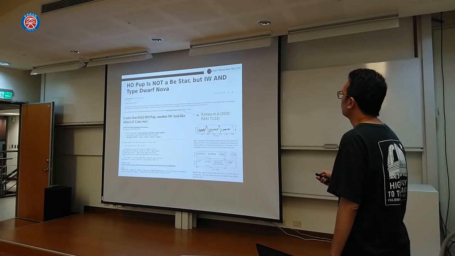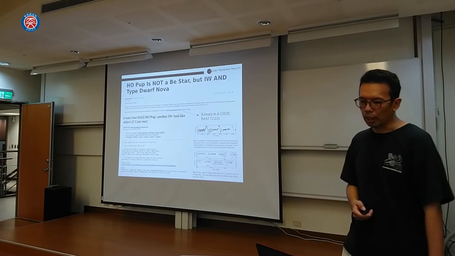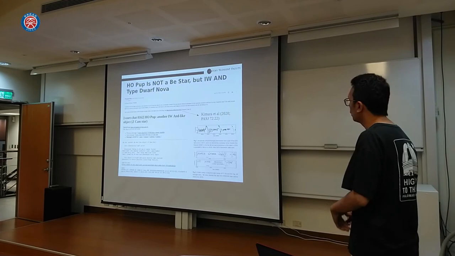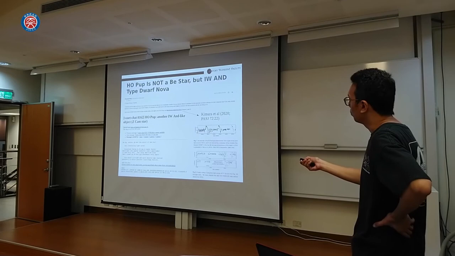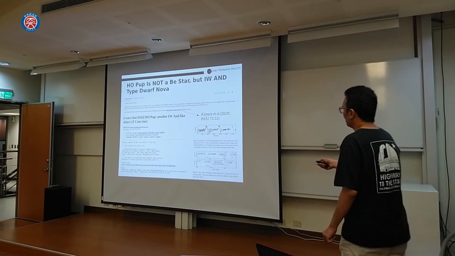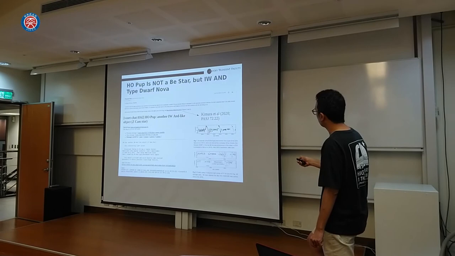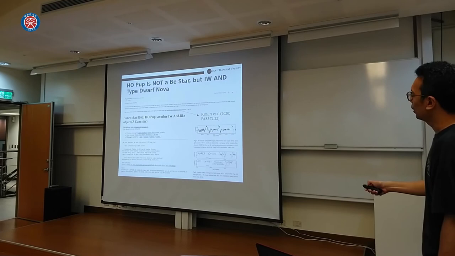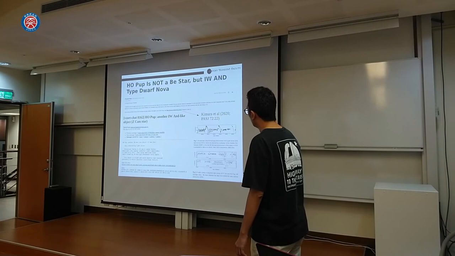Now it's not a Be star, but something called an IW And type dwarf nova. So why do we know that? When we had this finding, we tried to write the paper and sent it to the working group in ZTF, and one person at Caltech in the working group wrote me back: are you sure this is not a dwarf nova? He said please check out this paper, which has been published in ZTF. He also mentioned this object, and he said that this star actually is an IW And object.